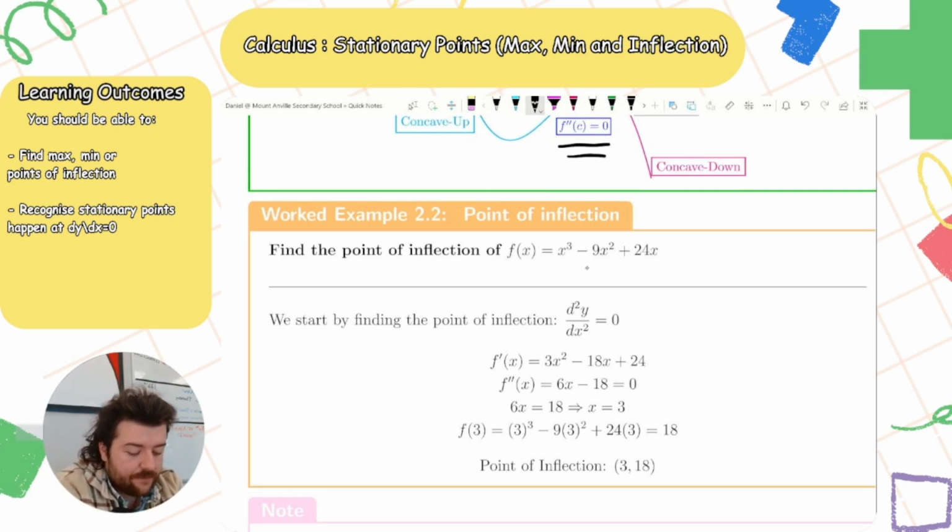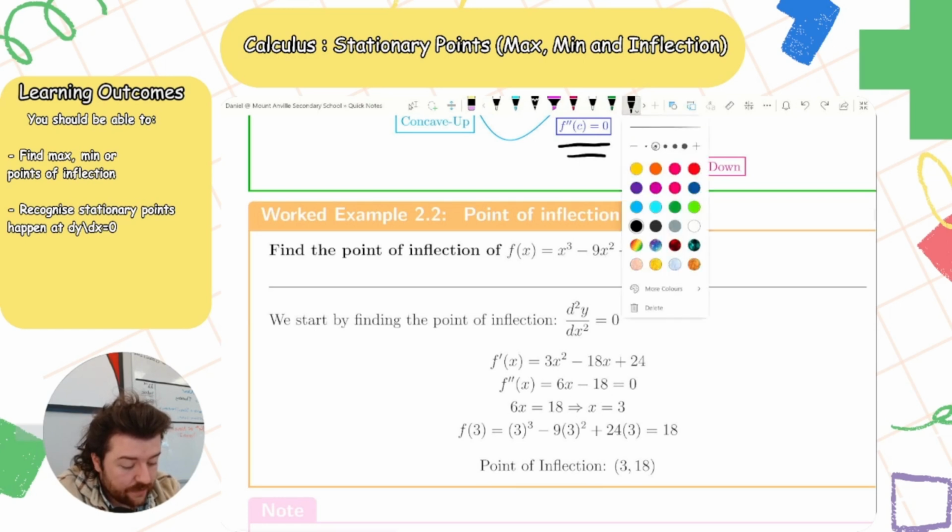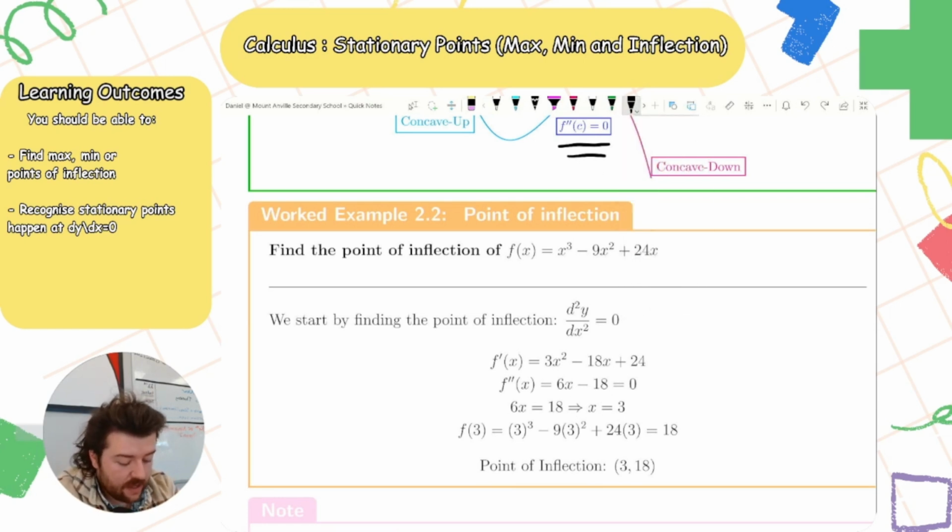So here's my function f of x. I need to find where the second derivative equals 0. The first derivative will be 3x squared minus 18x plus 24. The second derivative will be 6x minus 18 equals 0. Let's solve that for x. You'll get x is equal to 3. And then sub that back into my original function to find my corresponding y value. So f of 3 is equal to 18. So my point of inflection for this curve would be (3, 18).